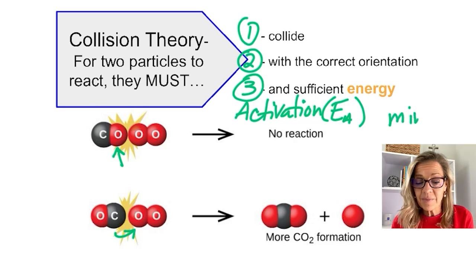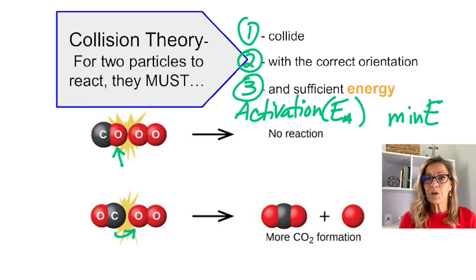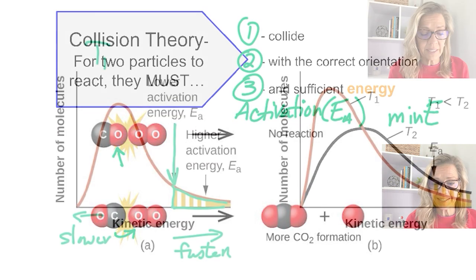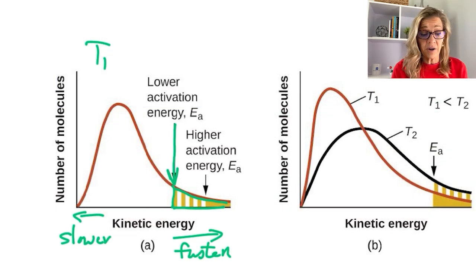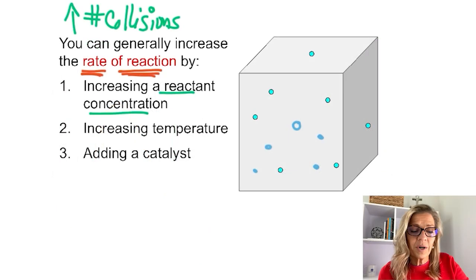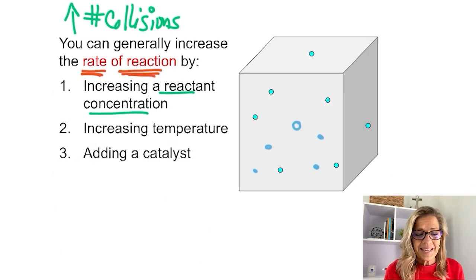So this is the minimum energy we need to collide and react. See that the shaded area, that number of particles, they do have enough energy to form an effective collision. And if I can have more collisions per time, then I can have a faster reaction rate.